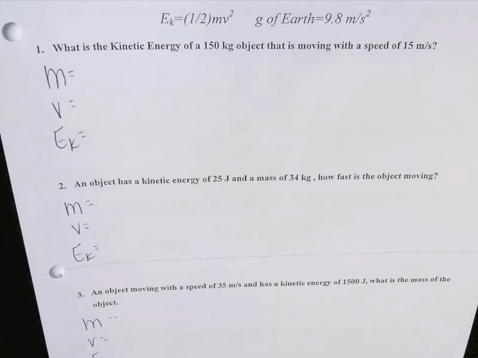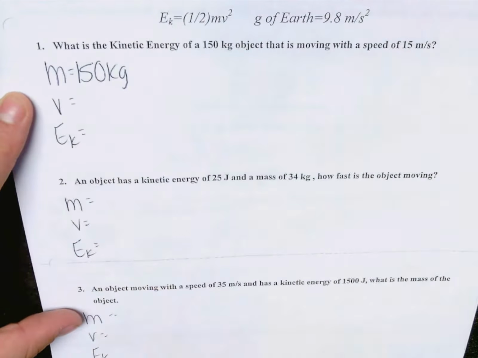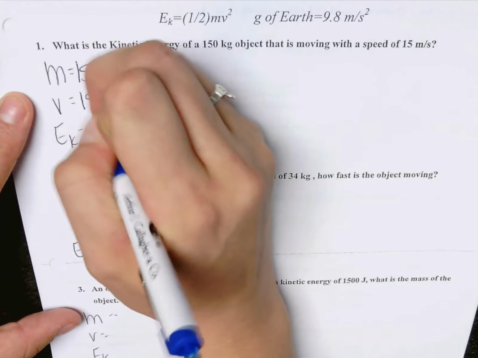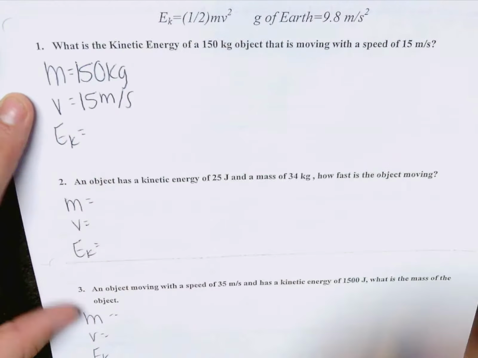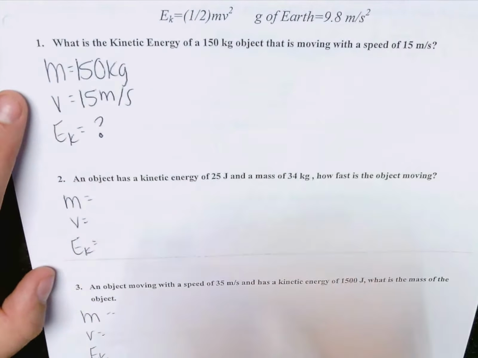Find the kinetic energy of a 150 kilogram object that is moving at a speed of 15 meters per second. We know that the mass is going to be 150 kilograms. We also know that the velocity is going to be 15 meters per second. But we don't know what the kinetic energy is.